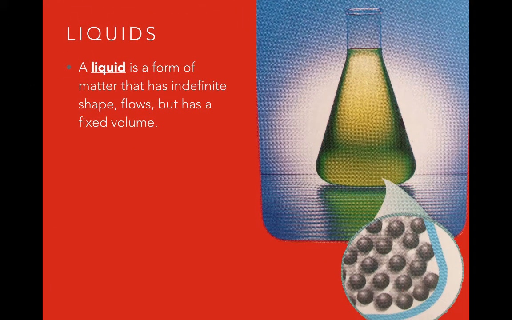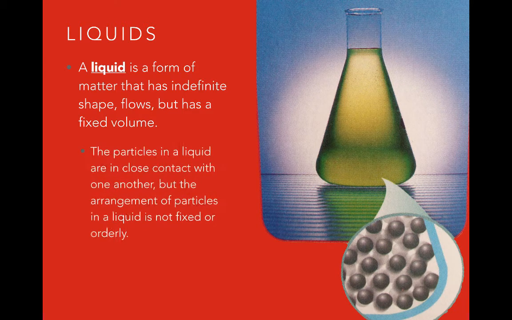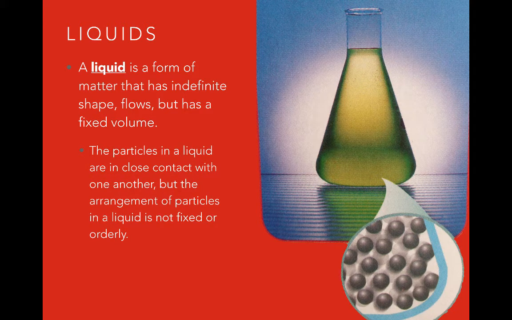Liquids have indefinite shape, flow, and have a fixed volume. Their particles have some space between them, which allows the particles to move more freely. This is what we refer to as flow. Because of this, particles of a liquid are not in a fixed pattern. Due to their particle arrangement, liquids will take the shape of their containers.